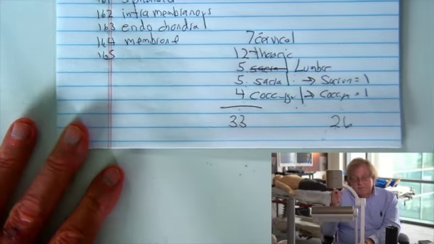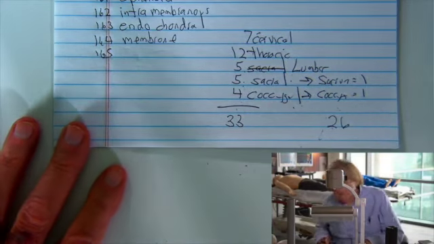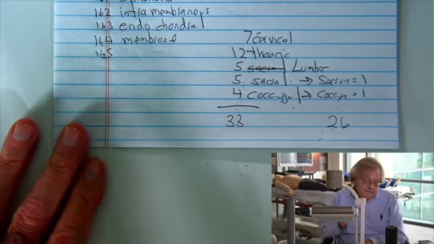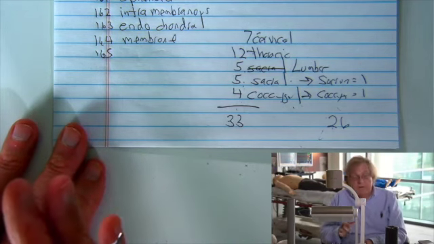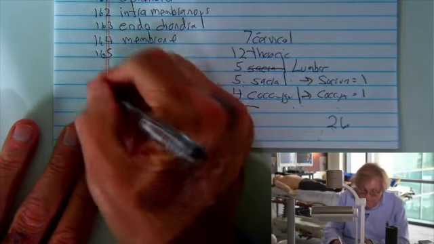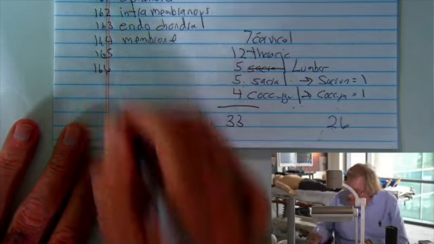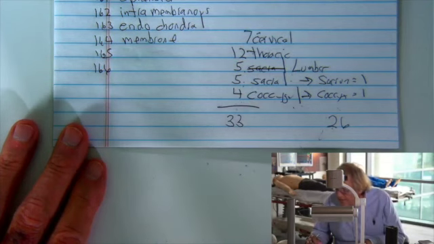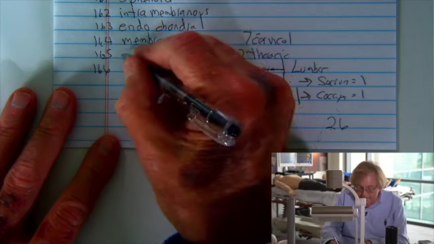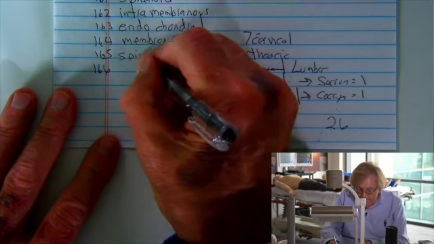So again, it tells you that when you take a test, you want to be very careful that you read the question. Is it asking about fused vertebrae, or is it asking about the total of unfused vertebrae? 166 says where the spinal cord passes through the vertebrae, and of course that's going to be the spinal canal.